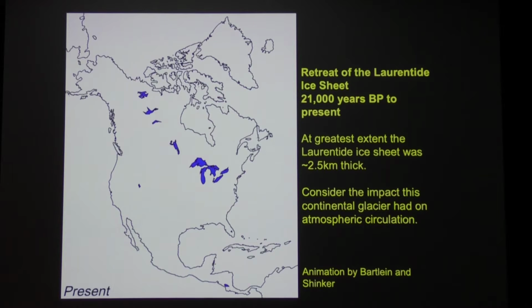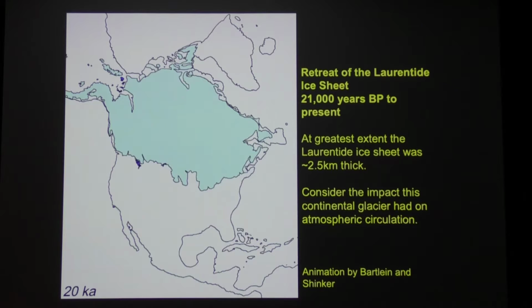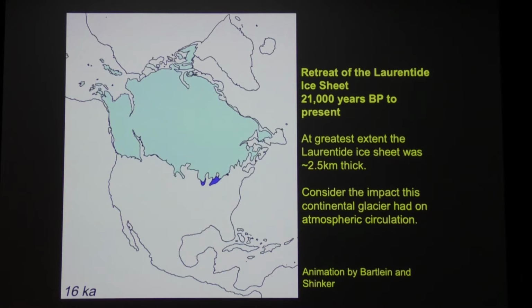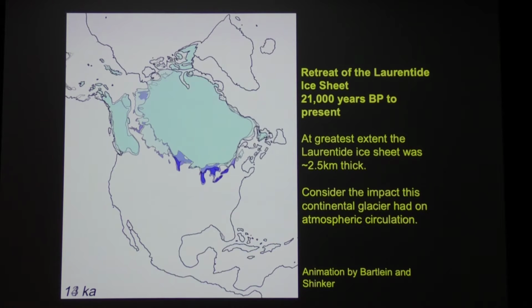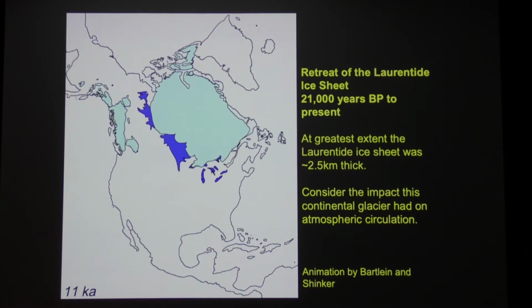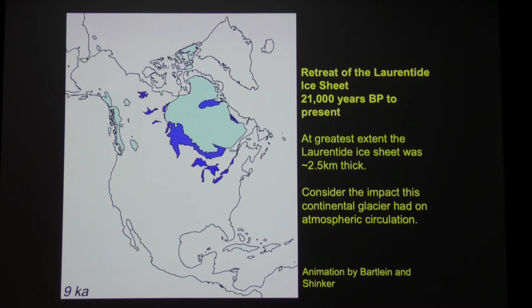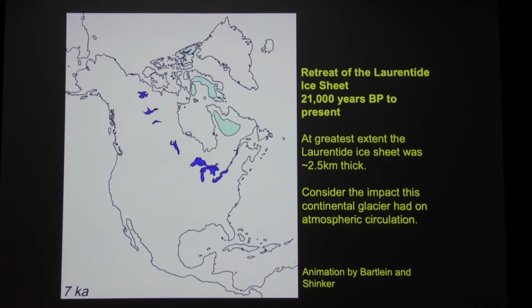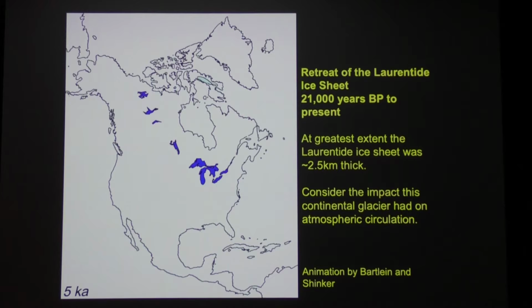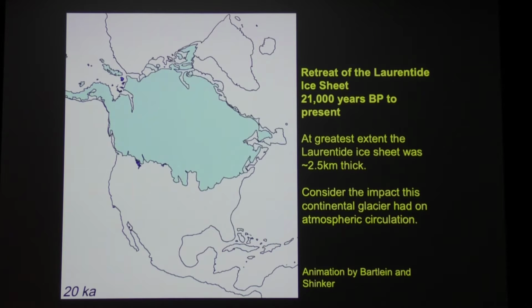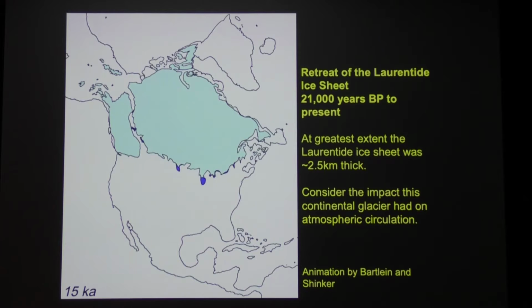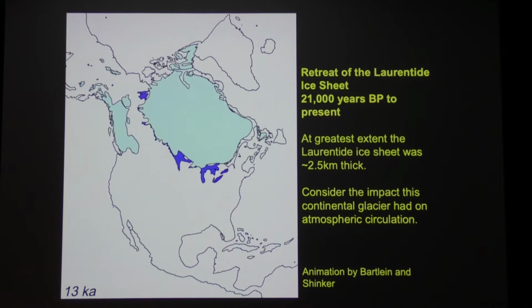At its greatest extent, the Laurentide Ice Sheet extended from the Pacific Northwest coast to the East Coast, about as far south as present-day Chicago, and it was about 2.5 kilometers thick at its thickest, which sort of makes it like a rock in the stream of the atmosphere. So that Laurentide ice sheet presented an interesting shift in terms of atmospheric circulation.